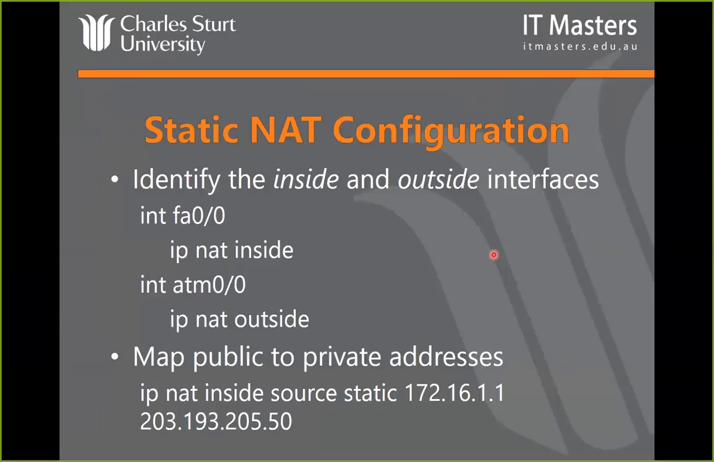203.193.205.50. So what that statement is doing, it's setting up a single static NAT translation. So the IP, that's the protocol we're talking about, NAT, network address translation, inside, which means the addresses that we're going to translate are coming in from the inside interface. I'm doing source translation. So anything that comes from the source 172.16.1.1 will be statically translated to 203.193.205.50 on the way out of the router.